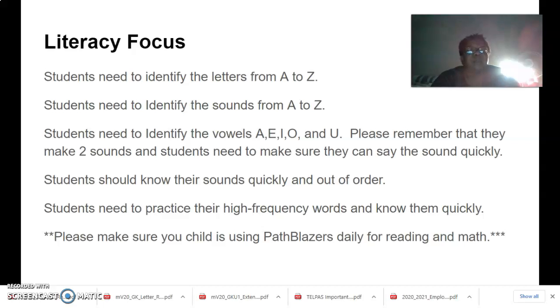Also remember to use Pathblazers for reading and math. All they have to do is go to the app page, their launch pad class link, where they usually access the Google Classroom. There's an icon for Pathblazers. They should know, it looks like an oil lamp, and they can click there to work on their lessons. Also, after school, before school, during school, they can access it.